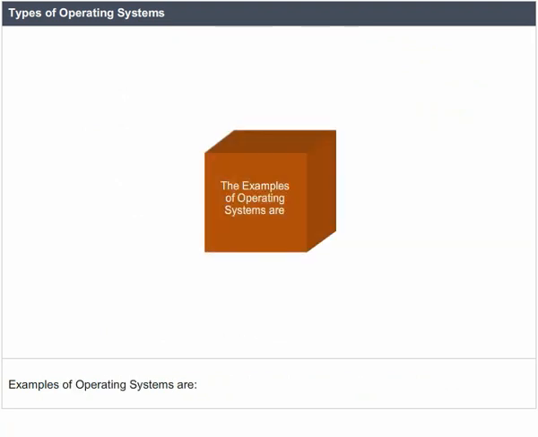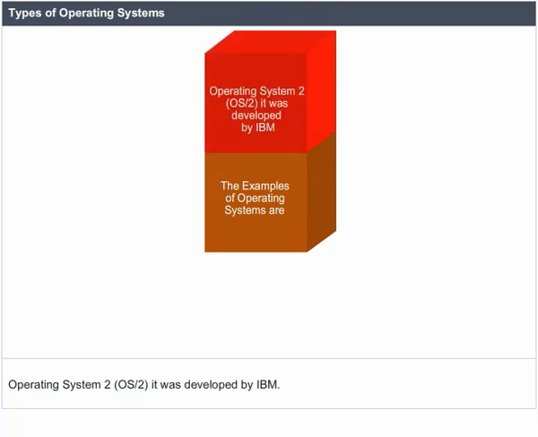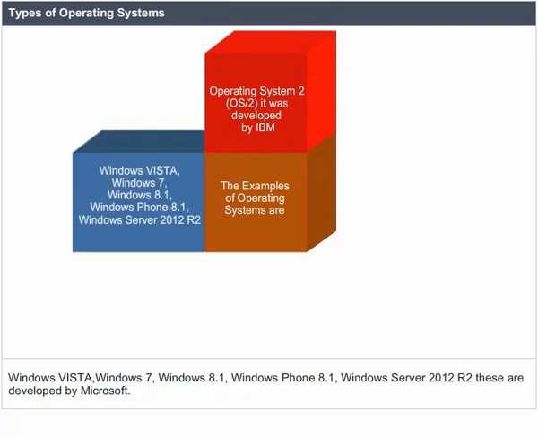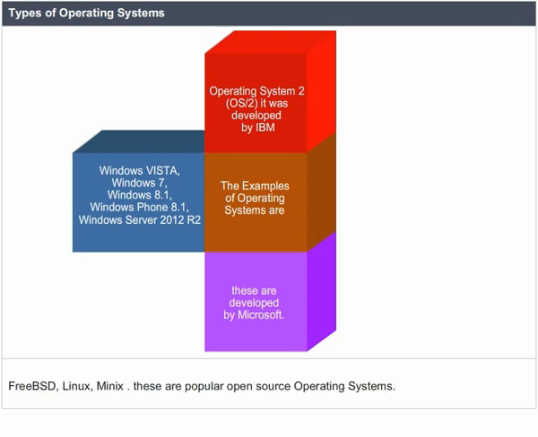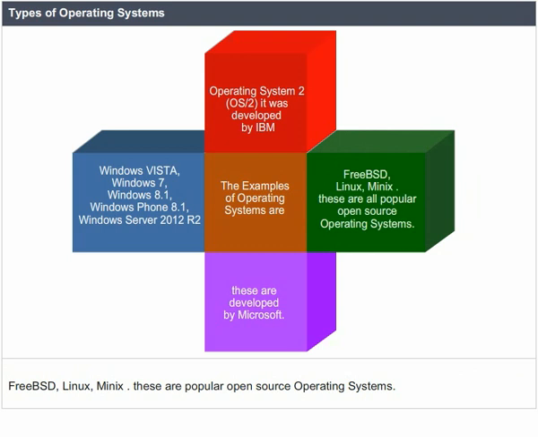Examples of operating systems are Operating System 2, OS2. It was developed by IBM. Windows Vista, Windows 7, Windows 8.1, Windows Phone 8.1, Windows Server 2012 R2. These are developed by Microsoft. FreeBSD, Linux, Minix. These are all popular open source operating systems.